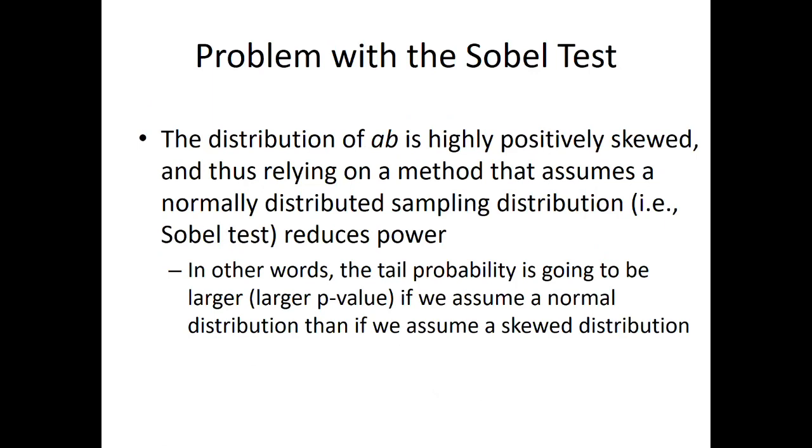The issues with the Sobel test, other than the fact that it's highly dependent on your sample size: the distribution of AB is highly positively skewed. So that indirect effect is typically very skewed, and thus relying on a method that assumes a normal sampling distribution reduces the power. So again, all these are parametric tests. All this is just linear regression.